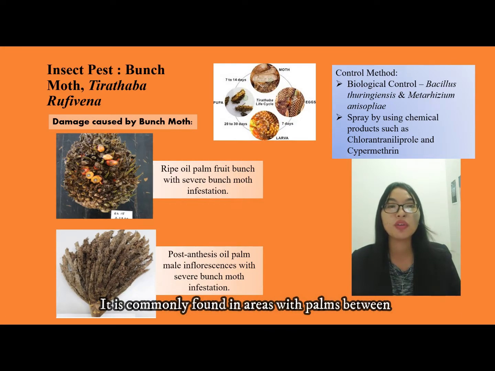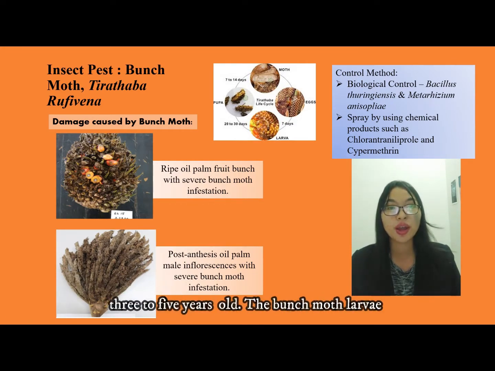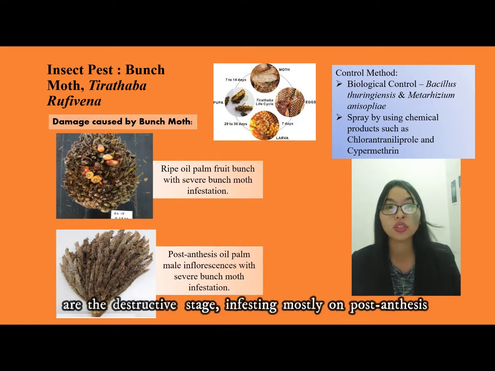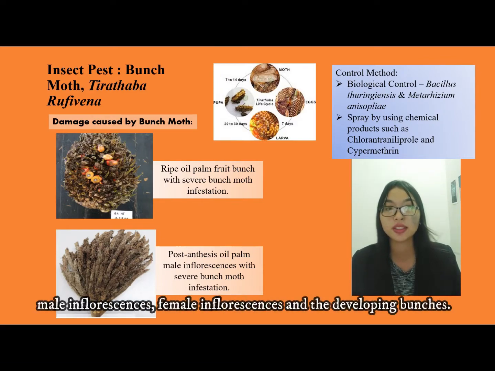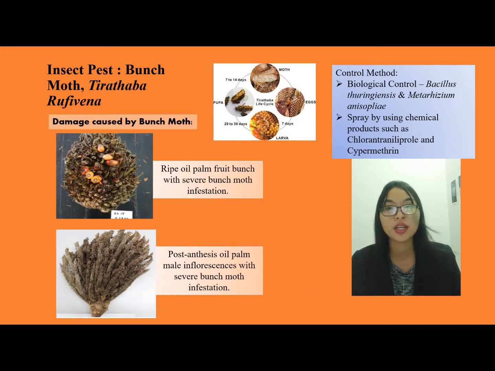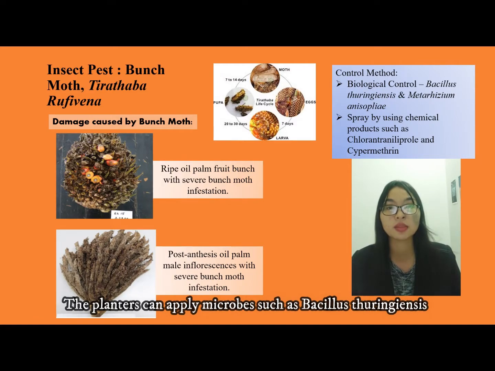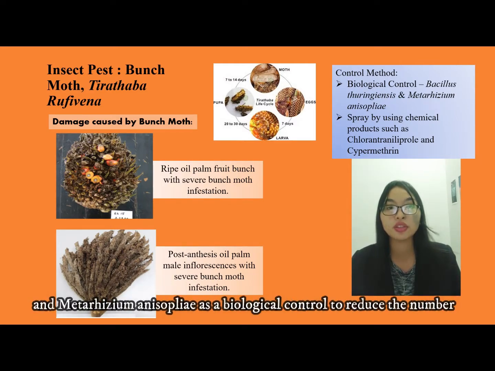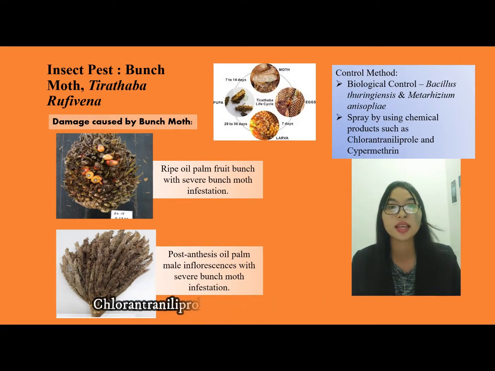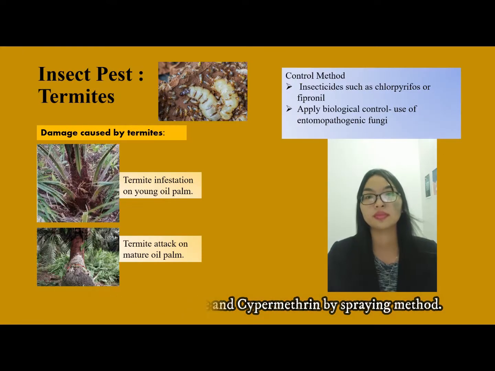Next is the bunch moth, Tirathaba rufivena. It is commonly found in areas with palms between 3 to 5 years old. The bunch moth larvae are the destructive stage, infesting mostly on post-anthesis male inflorescence, female inflorescence, and the developing bunches. Severe infestation has led fruits and whole bunch to rot. The planters can apply microbes such as Bacillus thuringiensis and Metarhizium as a biological control to reduce the number of bunch moth. In an outbreak situation, planters are advised to use chemical products such as cypermethrin by spraying method.